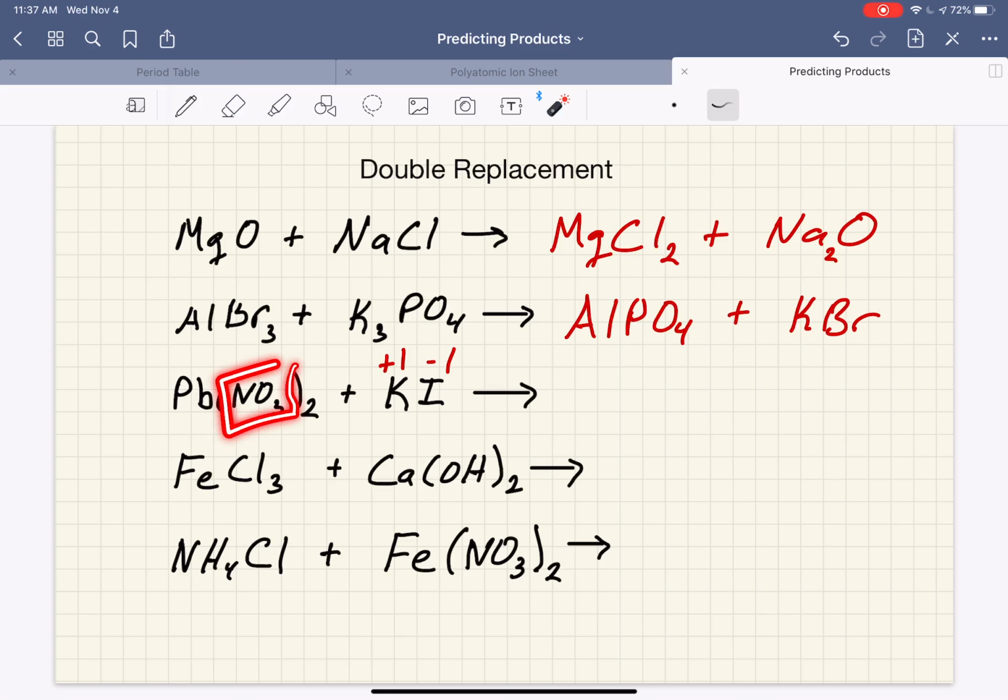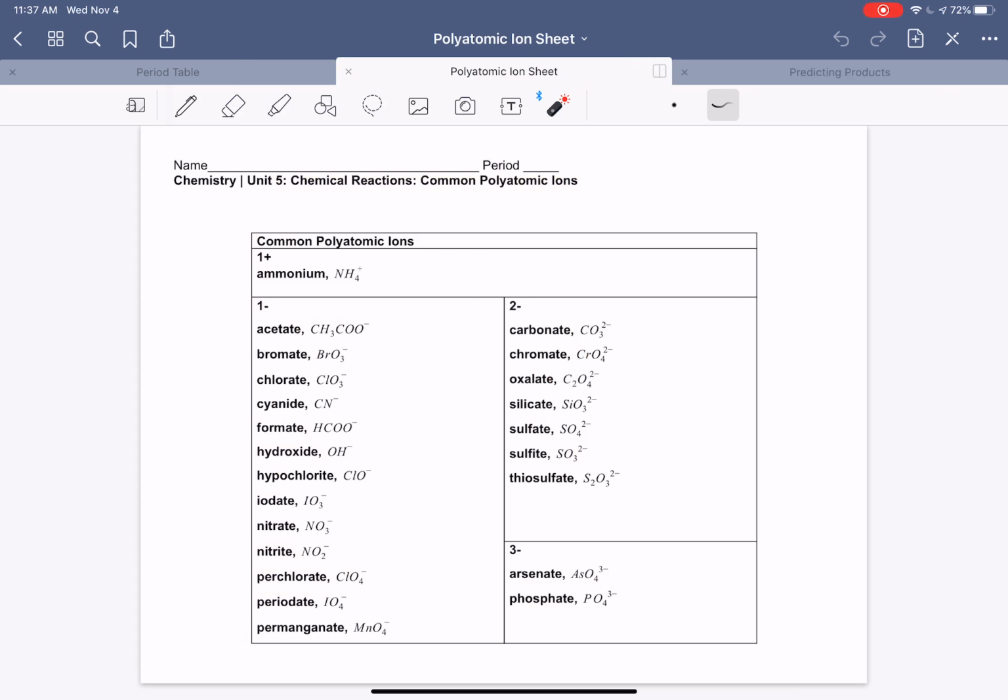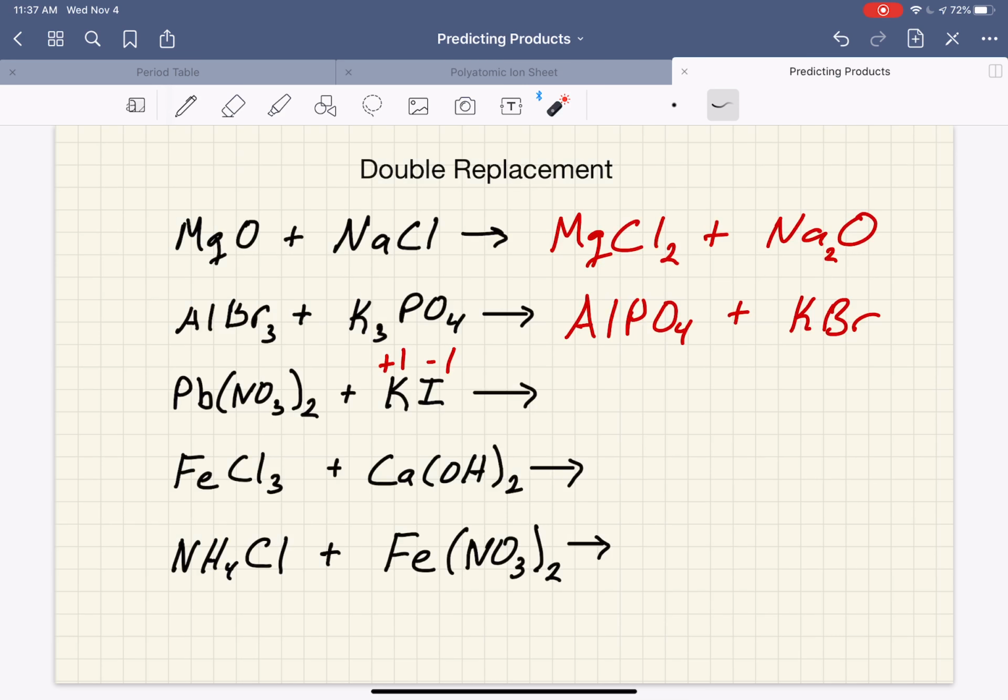Nitrate, right here, we can look up on the polyatomic ion sheet. Nitrate is -1. So if we identify that as -1, that means that lead has to be +2. That's because we have two of these things that are -1, which gets us a total of -2. If the overall charge has to be 0, which it does, we need a +2 from that lead. Now we have all the information that we need in order to make these products.